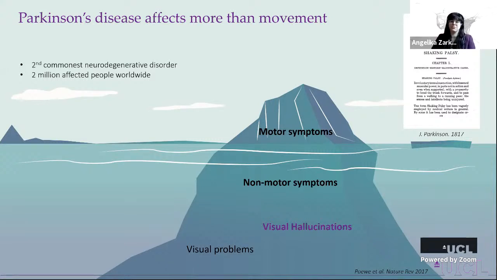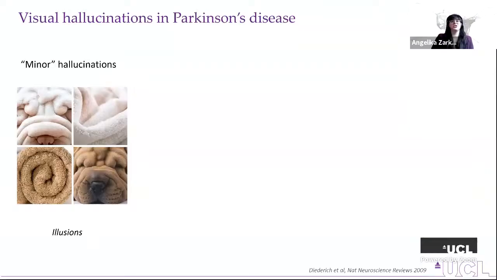And of those non-motor symptoms, one of the most characteristic and one of the most distressing for people with Parkinson's is problems with vision, and specifically visual hallucinations. And visual hallucinations in Parkinson's are very varied. They can range from what we call minor hallucinations, such as illusions or misperceiving an object for something else. So for example, you can see here some images of towels that may look like dogs, or rather dogs that may look like towels. But most of you will probably be able to quickly discern between the two, which is the dog and which is the towel.